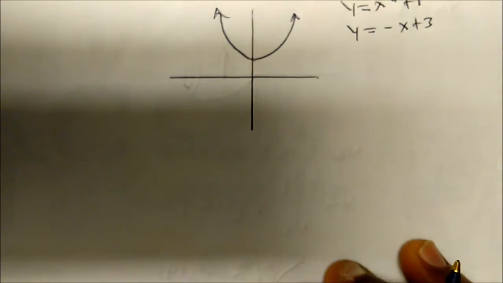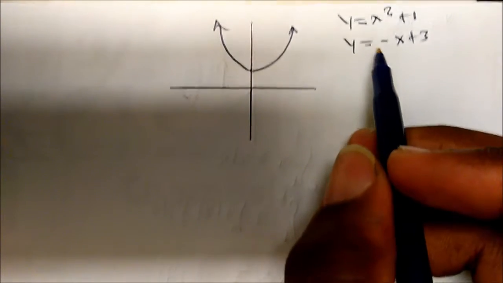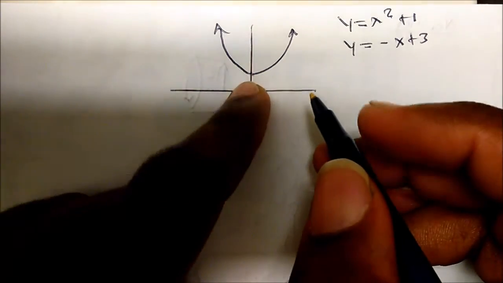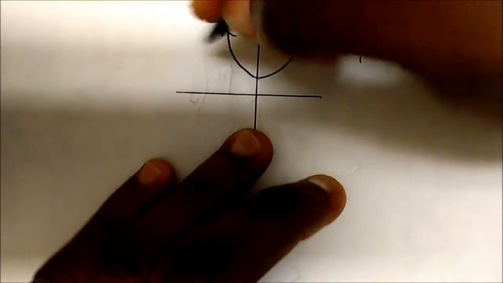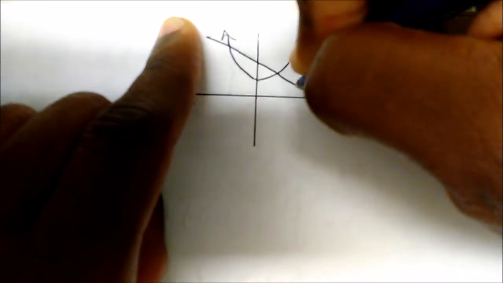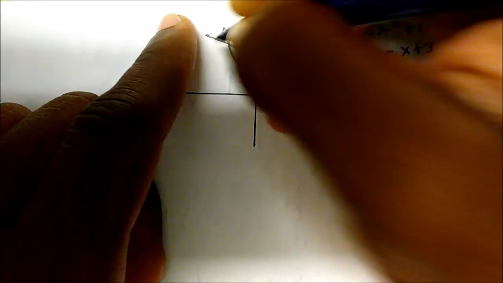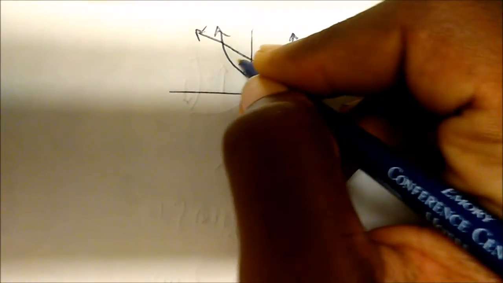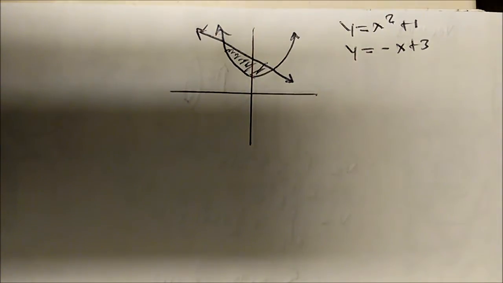Again, these are just sketches. I know the graph of y is equal to negative x plus 3 is a line with a negative slope shifted 3 units up. So I could say this is somewhere along here, kind of teetering around here, right? And now we could see a beautiful area between the curves. So this is what we're trying to find.